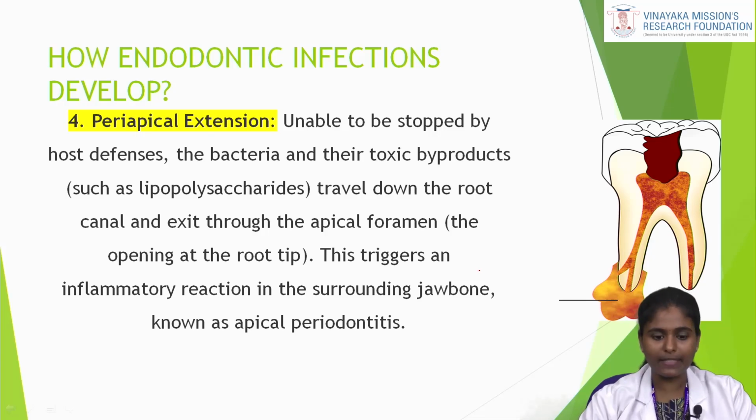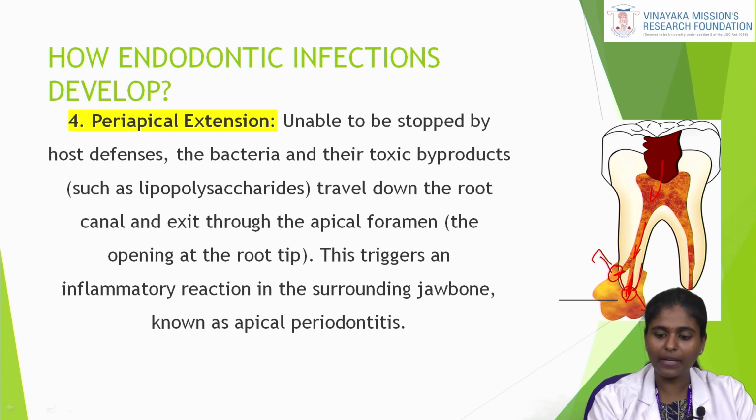Followed by the periapical extension. It is unable to be stopped by the host defense. The bacteria and their byproducts, such as lipopolysaccharides, travel down the root canal and exit through the apical foramen. This is the root. This has two entries: this is the accessory canal and this is the main one. So this is the main opening, through which deep caries followed by apical periodontal region affects, and through this opening the lesion overgrows and the surrounding bone is also affected.